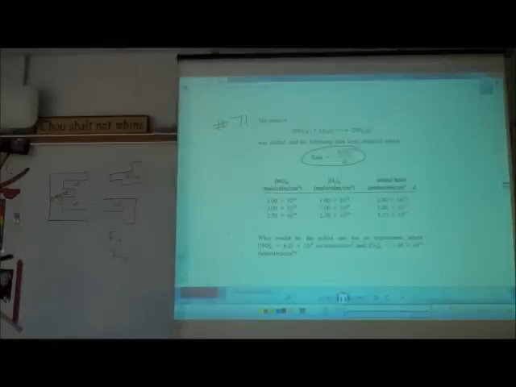Let's first decide what type of problem it is. We have concentrations and rates. What type of problem is this? Is it a graphing problem?